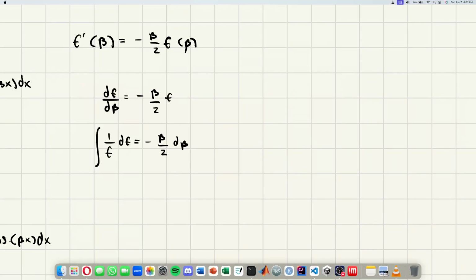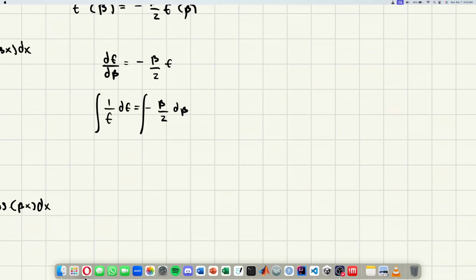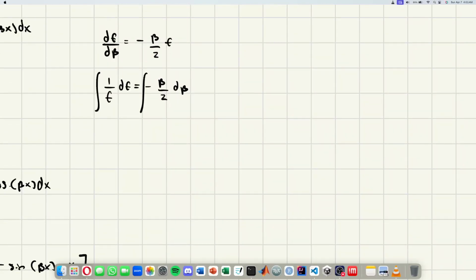And so now all we have to do is just integrate. This is how we solve a separable differential equation. So I know that the integral of 1 over f is just going to be the natural log of the absolute value of f. That's just a very famous integral that everyone should know. We don't need to do any work to show that. And now the integral of minus beta over 2 d beta, well, let's just take out minus 1/2 as a constant. And so now we're just looking at the integral of beta with respect to beta. So that's just going to give us beta squared over 4. Or sorry, over 2. That's just the reverse power rule for integration.